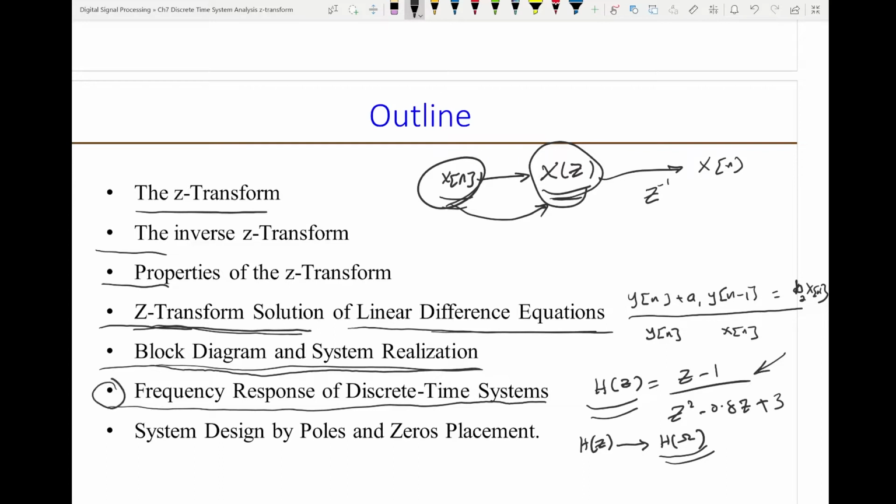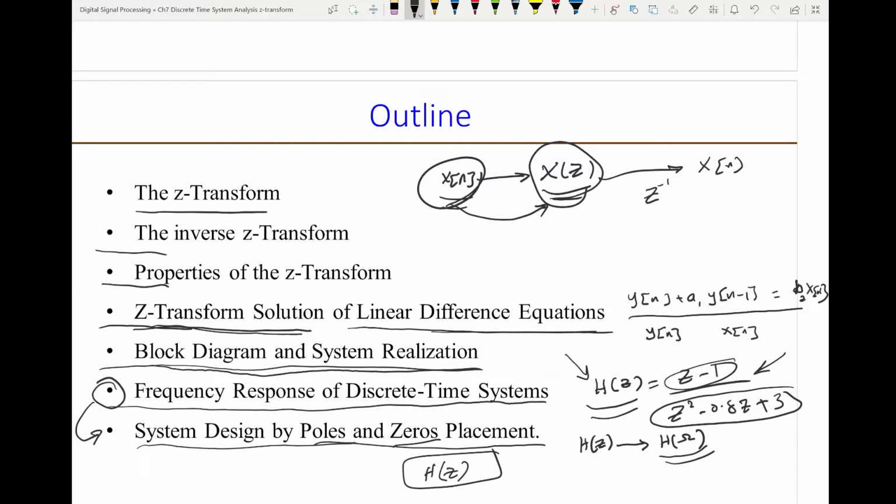And from this knowledge, we're going to move to the topic of system design by poles and zeros placement. Now we will learn the effect of the poles here and the zeros here on determining the behavior of the system. Okay, so let's move on to the topic of this video, which is the Z transform.